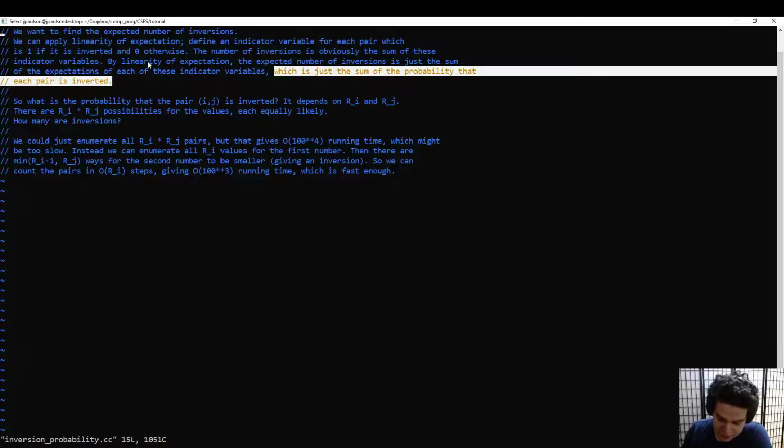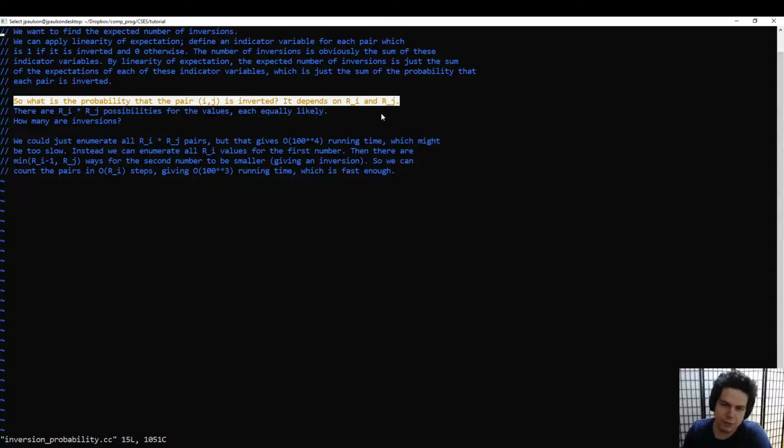So we just want, for each pair, to sum up the probabilities that that pair is inverted. Right, so this is nice. Now we've reduced the problem basically to just looking at each pair independently, and then we can add up all the values. So how do we actually find out whether or not a pair is inverted? It obviously depends on the upper bounds for that pair.